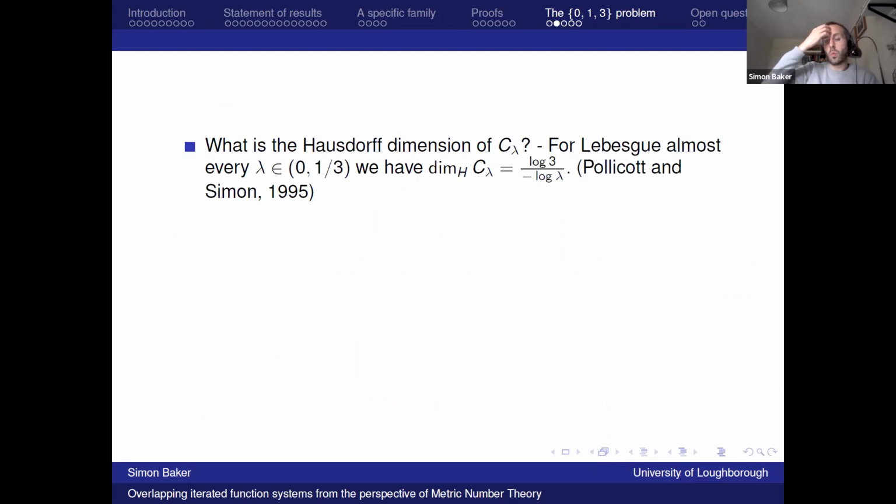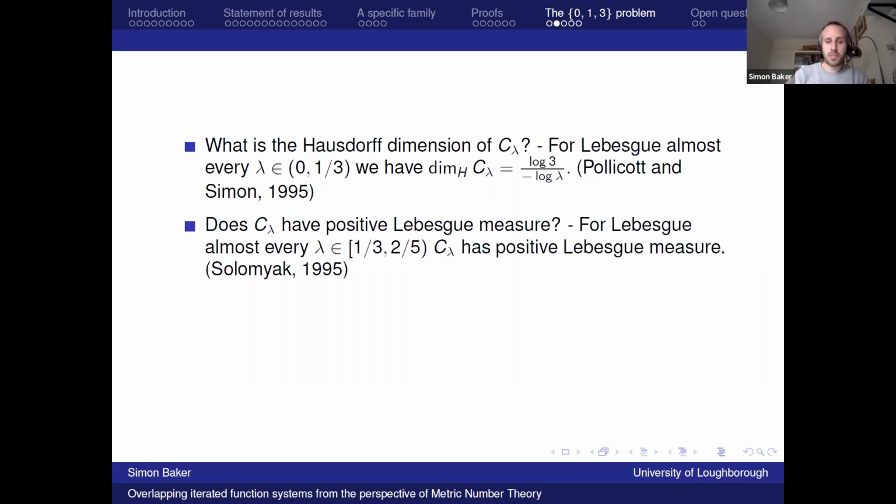So what is known? Quite an old result: Pollicott and Simon showed that for Lebesgue almost every lambda between 0 and a third, the Hausdorff dimension is log 3 divided by minus log lambda, which is what you'd expect it to be.